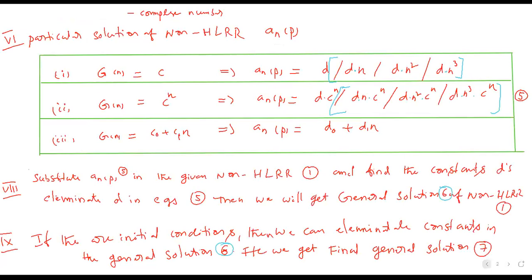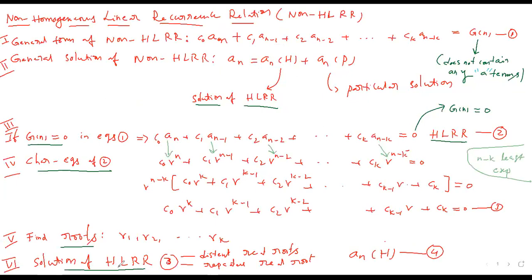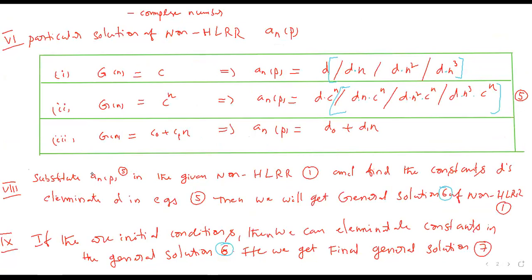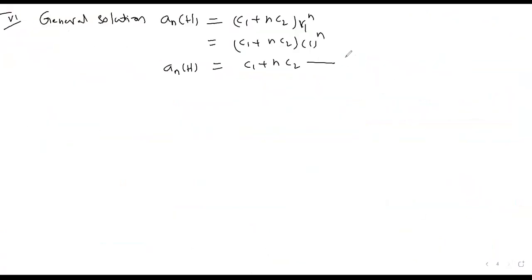Now, after getting the general solution, you can see the board, all of you. In step 6, the solution of the homogeneous linear recurrence relation, a n of h, equation 4, we already calculated. Now come to the next one. This is equation 4, the general solution.